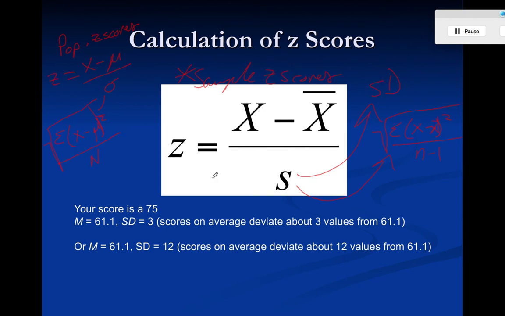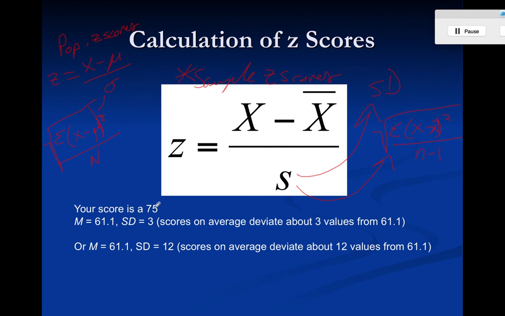Okay, so let's say, for instance, we have a score that you received that's a 75. And you have a mean of 61.1 and a standard deviation equal to 3. Here, what I've done for you is I've already gone ahead and given you the standard deviation and the means in both of these word problems that we're working with. Now here, what I want to know is the following: how far away from the mean is the value of 75 in terms of standard deviations?